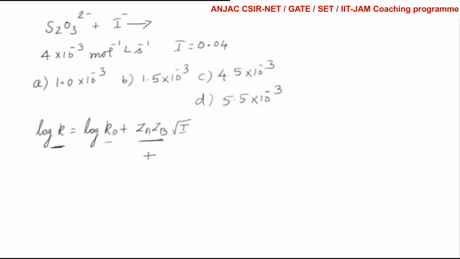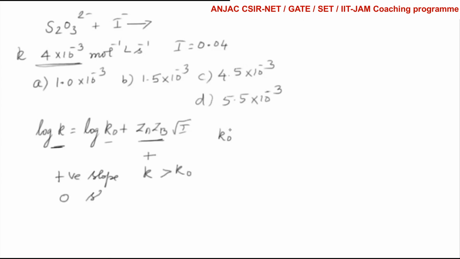Using this logic argument, we can immediately say that for this reaction, the K value is higher than the K naught value. It is higher than K naught. Or K naught value is always less than this value. When the slope is positive, you can write down that the K value is greater than K naught.